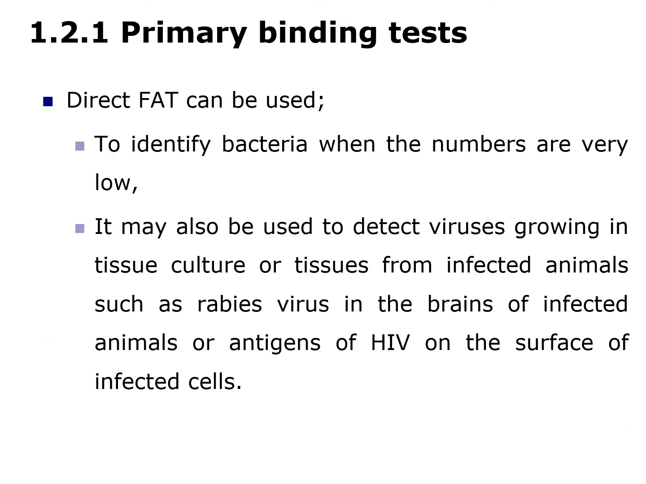Okay, so application. This direct FAT can be used to identify bacteria when the numbers are very low. So that is one advantage of serologic testing. We can identify organisms even in low numbers because it's very sensitive. It may also be used to detect viruses that are growing in tissues or tissue culture from infected animals. For example, in the brain of infected animals in case of rabies, or antigens of HIV on the surface of infected cells like the T cells.